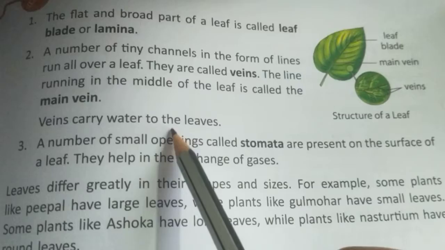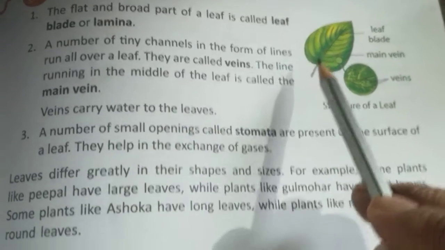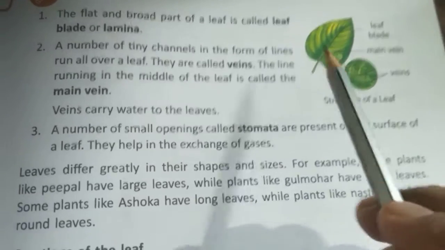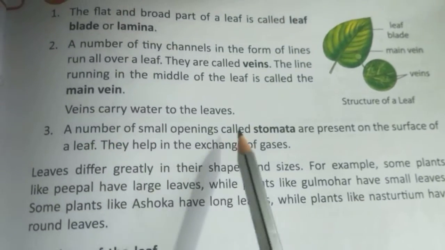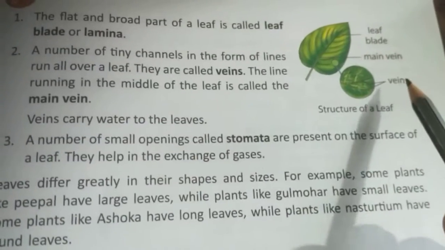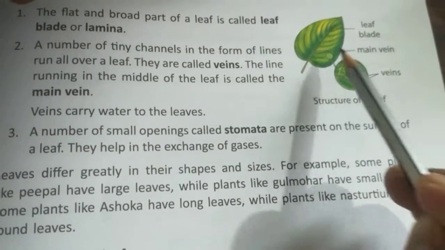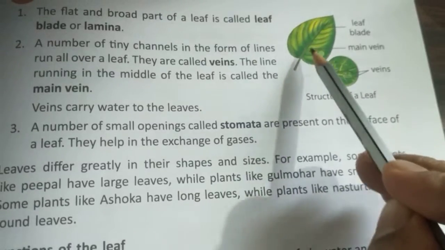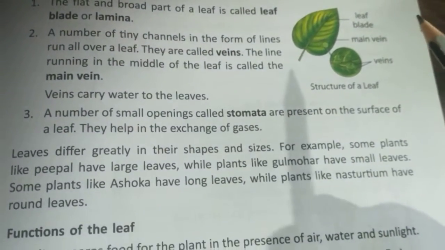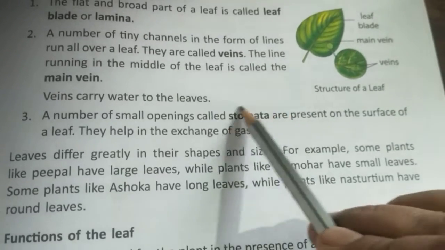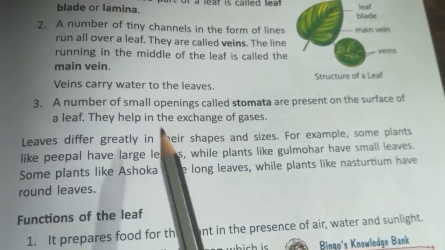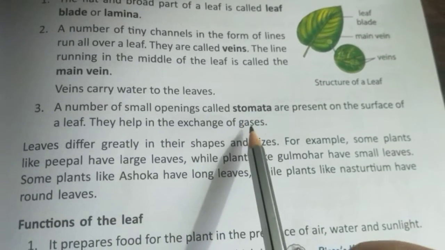Veins carry water to the leaves; that is the purpose of these veins. A number of small openings called stomata are present on the surface of a leaf. They are tiny openings which you cannot see with your naked eyes; we have to use a microscope for that. They are called stomata, and their purpose is to help in the exchange of gases.